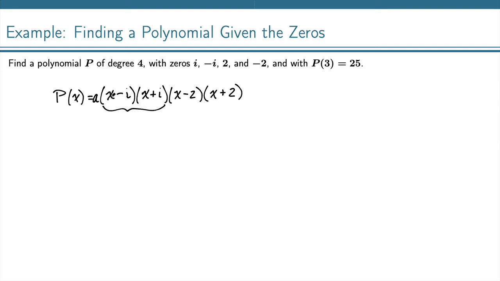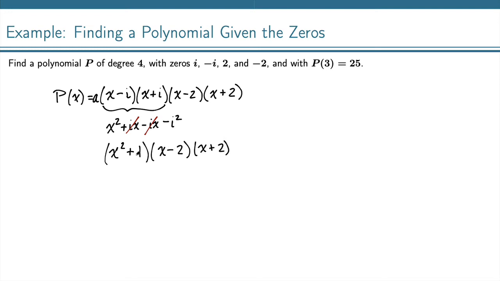If I just distribute, x times x is x squared, and then x times i is ix, and then we have a negative i times x, and then we have a negative i squared. And i squared is negative 1, so a negative i squared is positive 1. You'll notice that these cancel out, so this just becomes x squared plus 1. So we've got that x squared plus 1, and we've got the x minus 2 and the x plus 2.